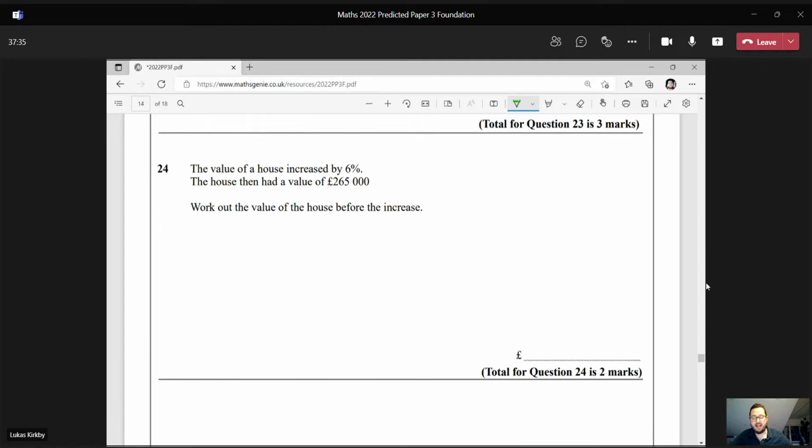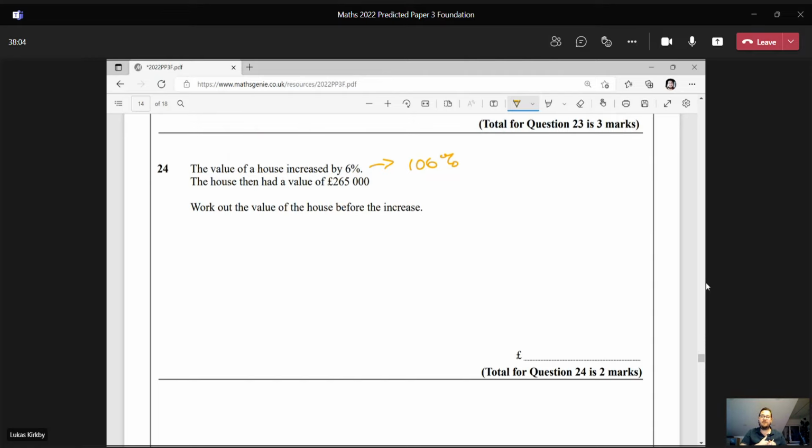So the value of a house increased by 6%. The house then had a value of £265,000. Work out the value of the house before the increase. Okay, so let's just have a little think about this to start with then. So if it's increased by 6%, that means it's going to be 106% of the original price. Yeah, so if it starts off at 100%, that's the price. If you increase by 6%, you're going to be on 106%.